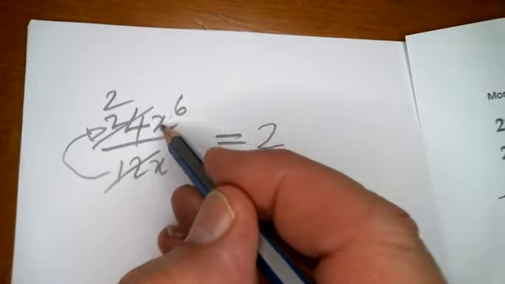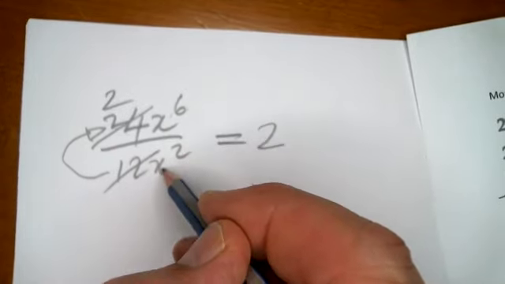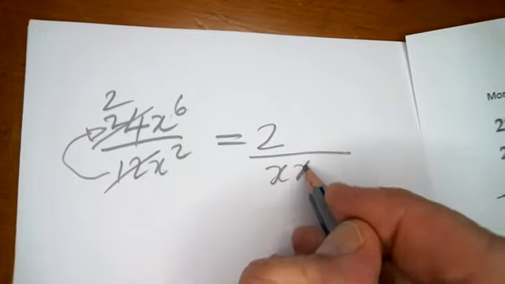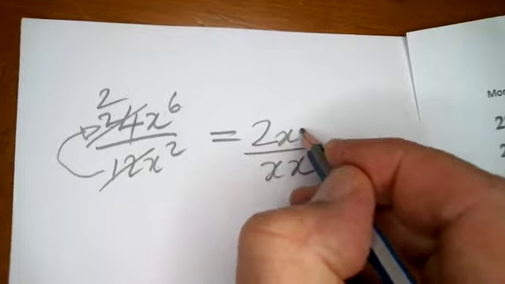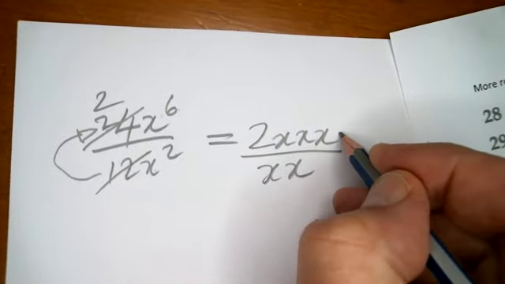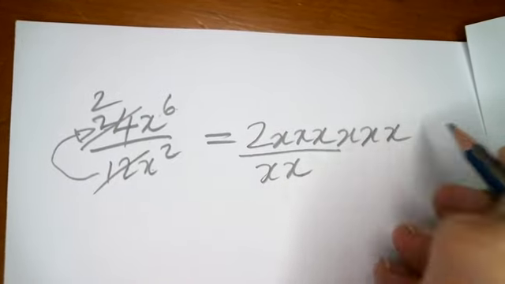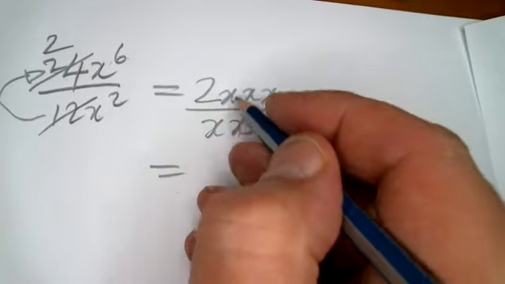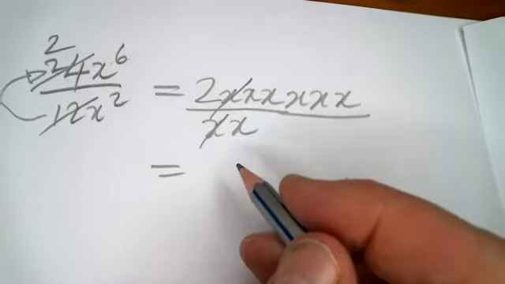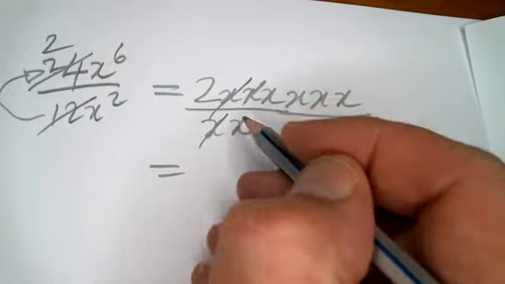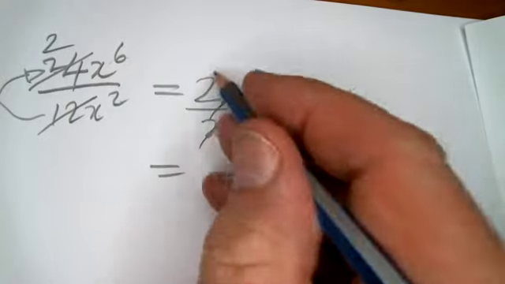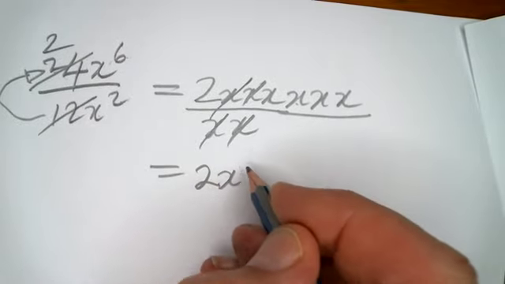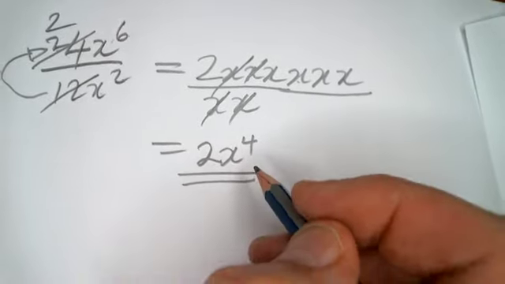Then I've got x to the 6 over x squared. So that's x times x, over x times x times x times x times x times x. And I need a longer vinculum there. So how does all that play out? Well, anything divided by itself is 1. x divided by x is 1. And what am I left with? I'm left with 2, and 1, 2, 3, 4, x to the power of 4. So that's one way of doing it.